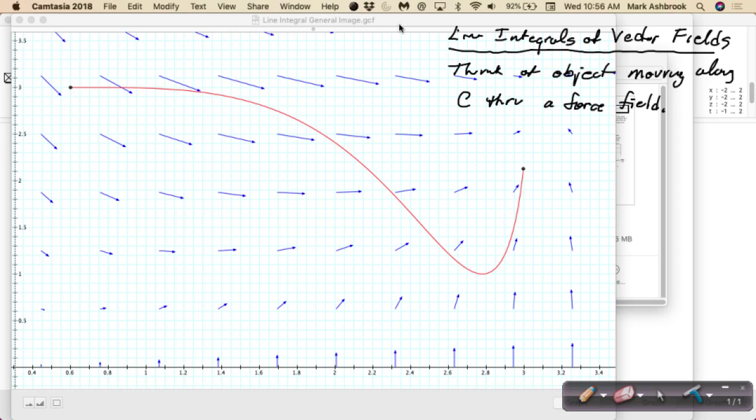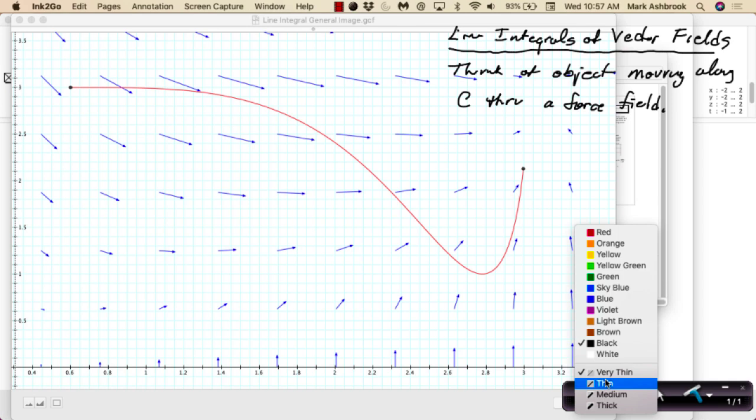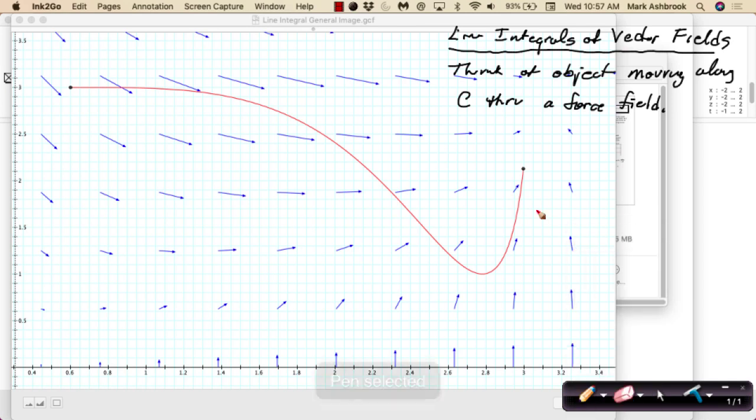Okay, we're talking about line integrals of vector fields. And so the most natural way to introduce this and conceive of it is to think of an object moving along a path C. That's what I'm showing here in red. So this is the path C.